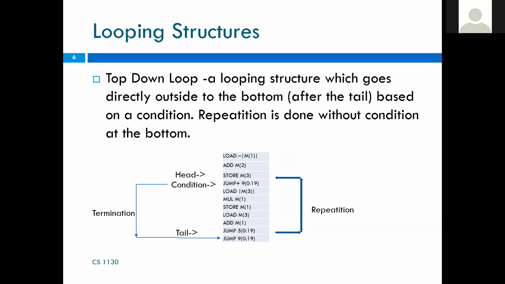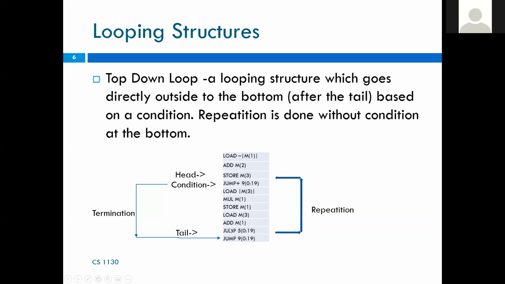The second is the top-down loop or top-down structure. In a top-down structure, the looping goes directly outside of the bottom based on a condition. This is an example, a short program with a head, store M3, followed by a condition. If the condition is reached, it will go to a termination branch beyond the tail. Remember, this is the tail. It will go outside of the loop beyond the tail to terminate the loop. If the condition is not reached, it will proceed to the body until the tail.